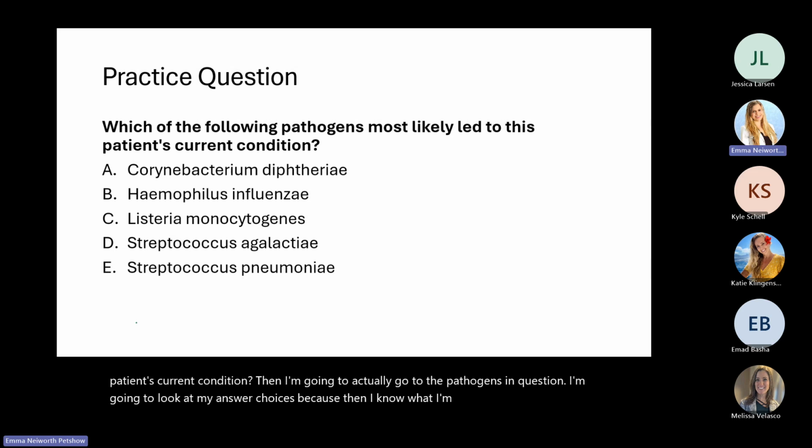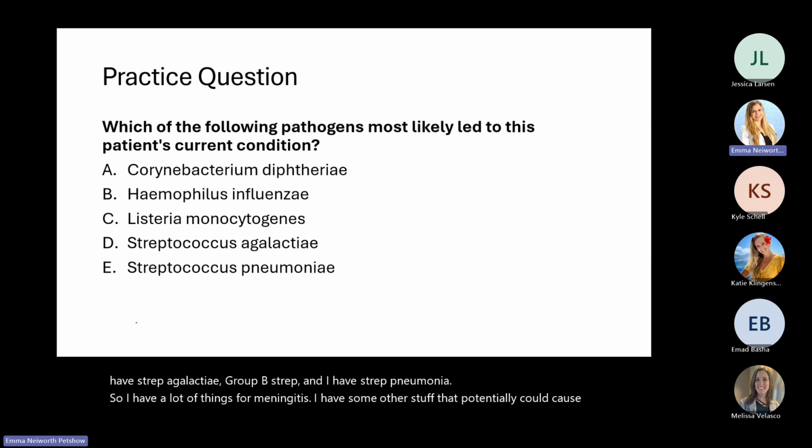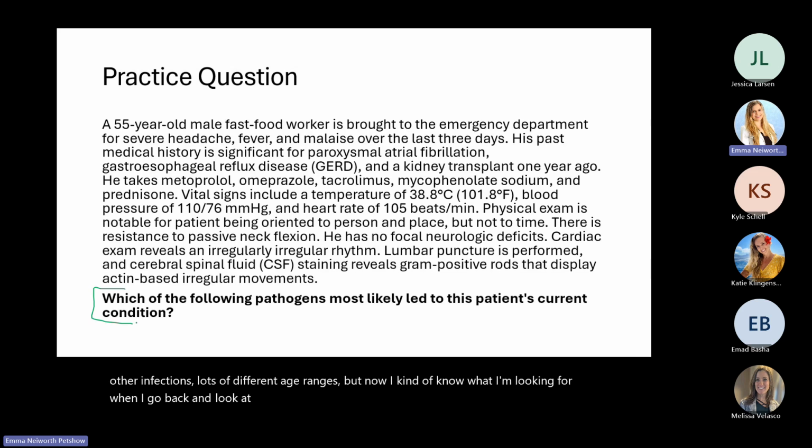So I have Corynebacterium diphtheriae, Haemophilus influenzae, Listeria monocytogenes, Streptococcus agalactiae, group B strep, and Streptococcus pneumoniae. So I have a lot of things for meningitis, and some other stuff that could potentially cause other infections, across lots of different age ranges. But now I kind of know what I'm looking for when I go back and look at my vignette. So now we'll look at our vignette together.